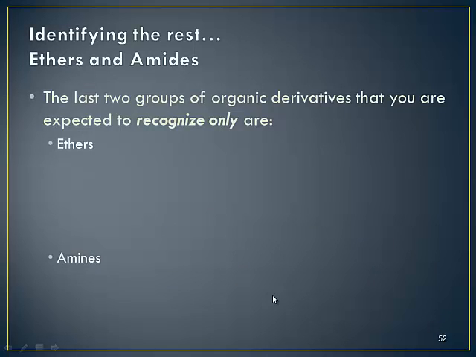The last two groups that we have to be able to recognize only are called ethers and amines. So an ether group has two carbon chains, which we'll denote just like we did on the last slide, looking at R and R prime, meaning that they may be the same, but they may also have different lengths, and they're attached by an oxygen. In contrast to that, we have an amine, which has a chain, and at the end of that chain is an NH2 group.